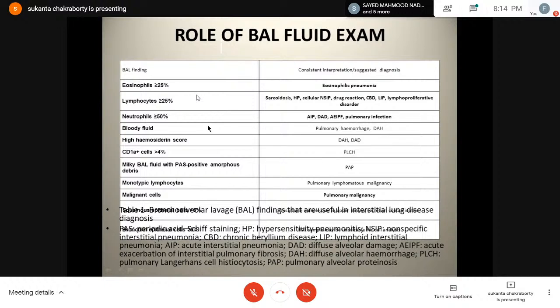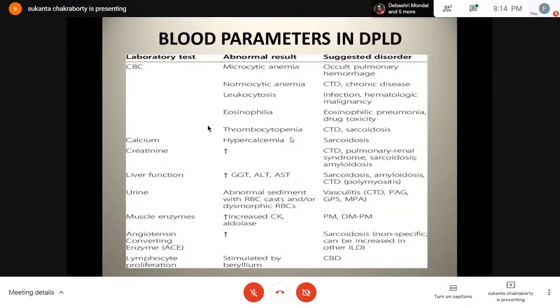But if there is eosinophil more than 25%, eosinophilic pneumonia; if lymphocyte is increased, a broad spectrum of disease from sarcoidosis to lymphoproliferative disorders. If neutrophils are increased, acute diffuse alveolar damage, pulmonary infection, etc. If bloody fluid is there, pulmonary hemorrhage, diffuse alveolar hemorrhage, which these entities we will discuss in the next talk, and high hemosiderin score of course in hemorrhagic conditions, and CD1a positive cells more than 4%, pulmonary Langerhans cell histiocytosis; milky fluid, pulmonary alveolar proteinosis, and of course if malignant cell is there, pulmonary malignancy.